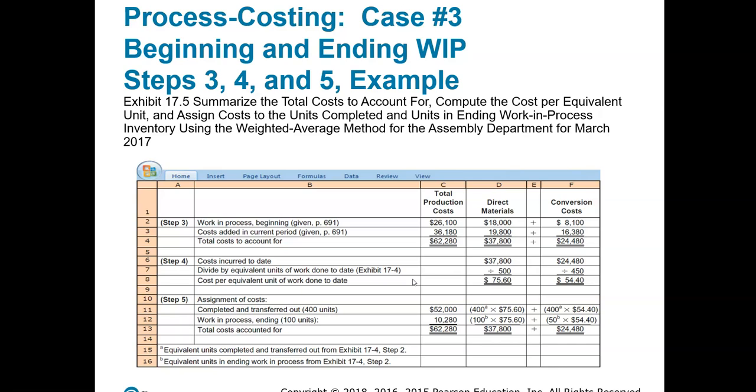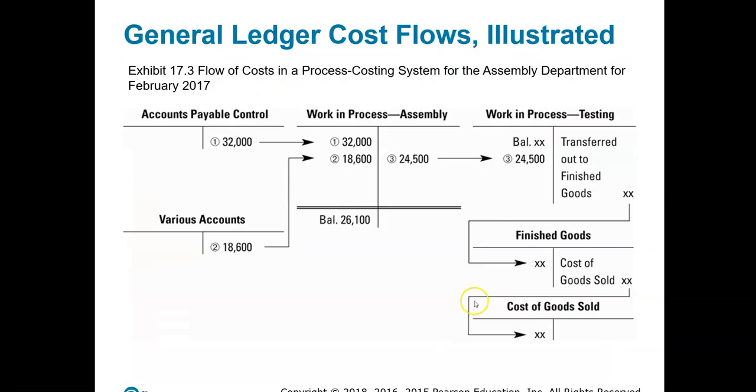Then my balance sheet value for the assembly department is going to be $10,280, those costs that still remain within the assembly department. As you've noticed, when we go back over here, we have multiple work in process accounts. This is different than job costing. Remember, in job costing we had one control account and a whole bunch of different accounts for different jobs, and when we added them all up, all the subsidiary accounts equaled the control account.